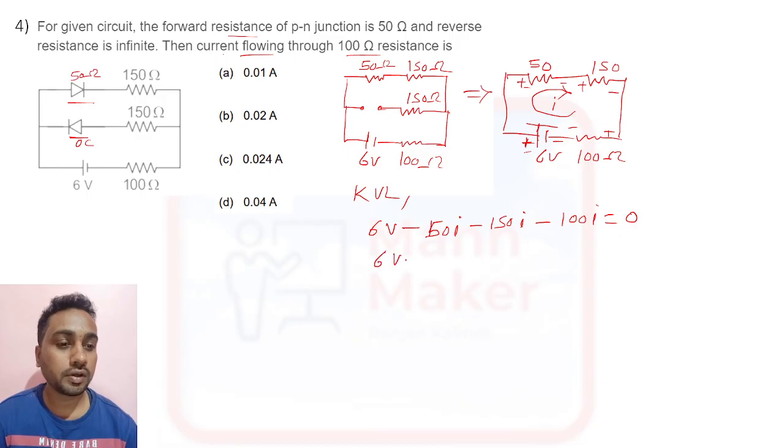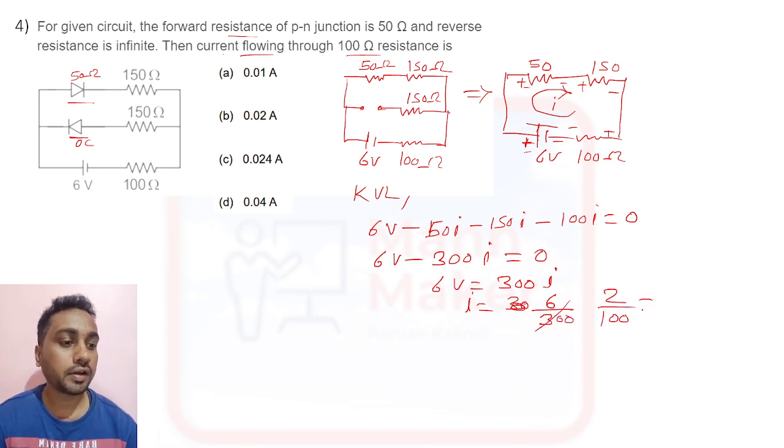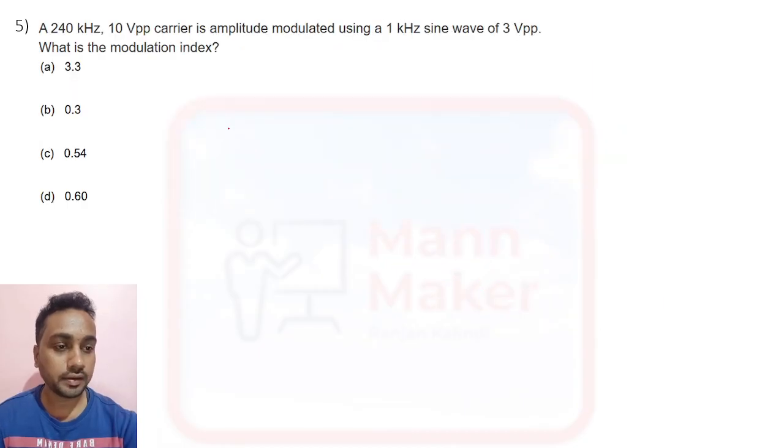Okay, so 6 volt minus 50, 100, 150 is around 300I, equal to 0. And 6 volt equal to 300I, and I equal to 6 by 300. That is 2 by 100, and we can write this as 0.02 ampere. Option B is the right answer. Okay. Next.